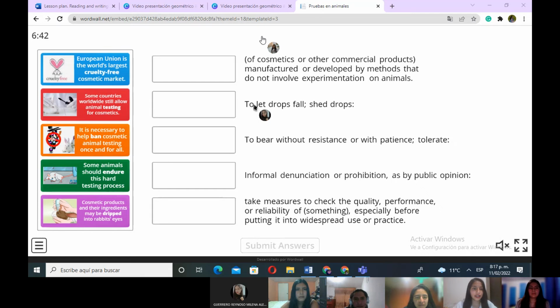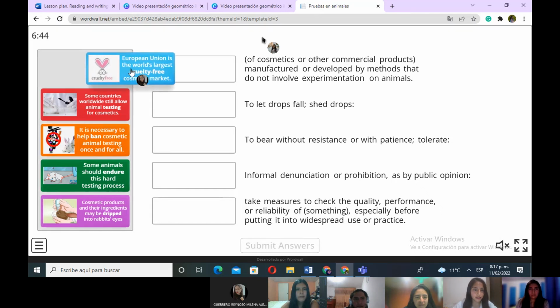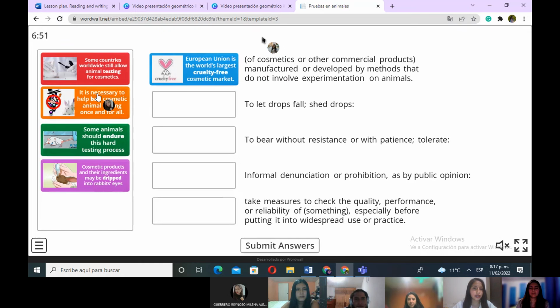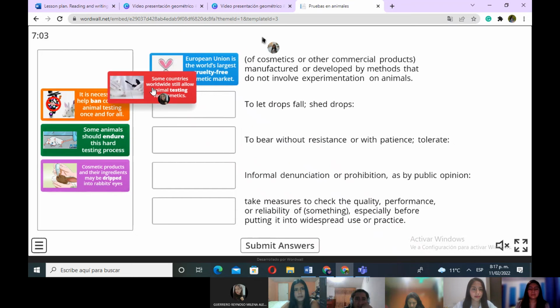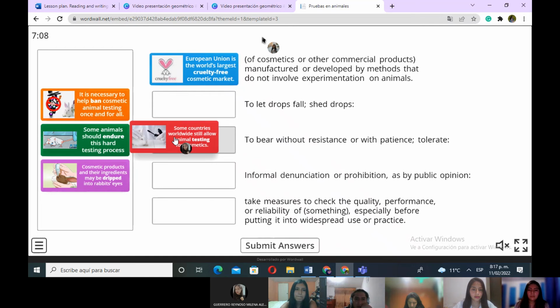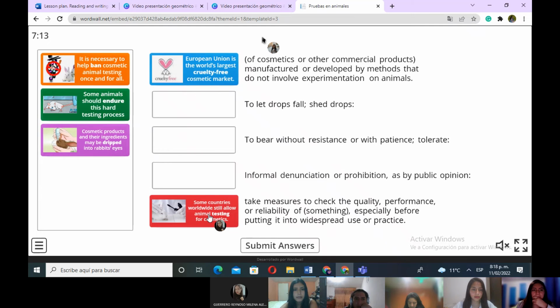Let me see. We're going to check if your answers are right. Thank you, Alison. Some countries worldwide still allow animal testing for cosmetics. According to testing, what is the meaning of this word? Maybe they measure to check the quality, performance, or reliability of something, especially before putting it into use or practice. Okay, thank you, Raul.